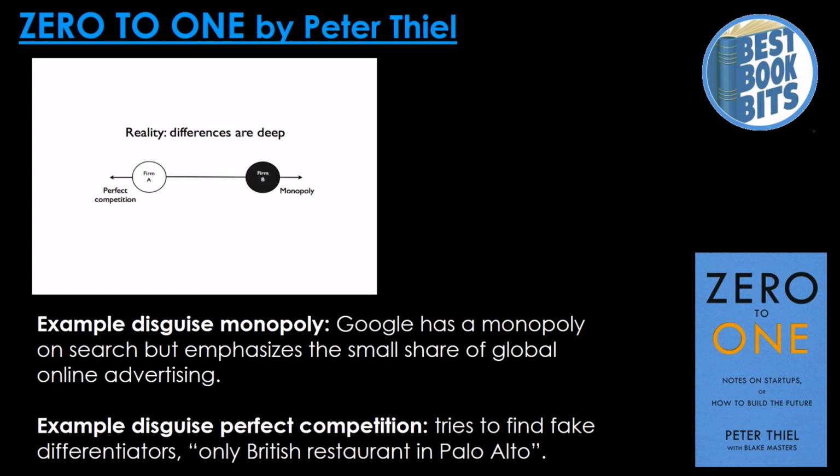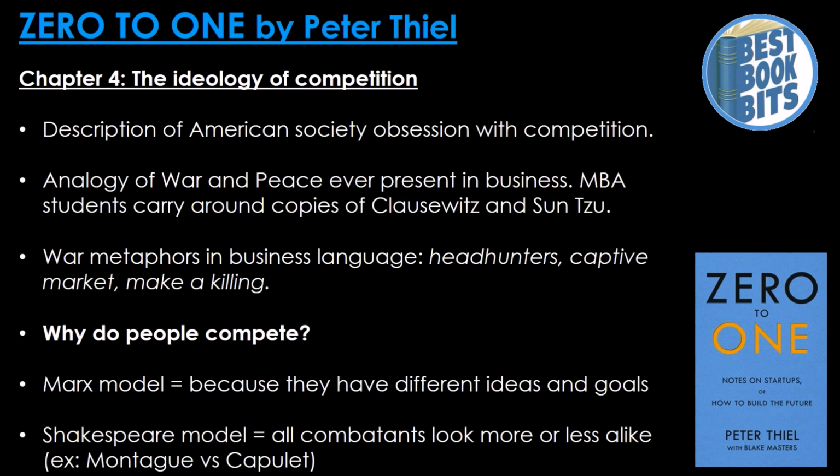On the left, perfect competition is firm A, and on the right, you'll find firm B going towards monopoly. Example of disguising monopoly: Google has a monopoly on search but emphasizes its small share of global online advertising. Example of disguising perfect competition: it tries to find fake differentiators, like only British restaurants in Palo Alto.